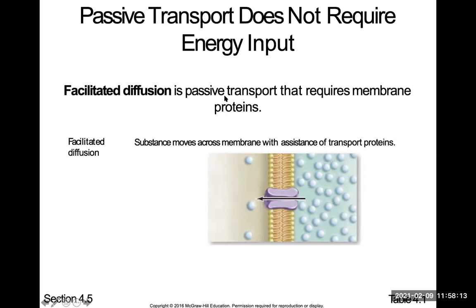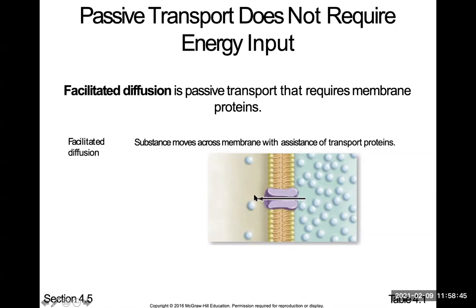Facilitated diffusion is passive. There's no energy needed still, as long as the molecules are moving down the concentration gradient. Diffusion was defined as things moving from high concentration to low concentration. It's still the same, but maybe these have a charge or they're too big in size, so they need a channel. So they're going to go through channels.